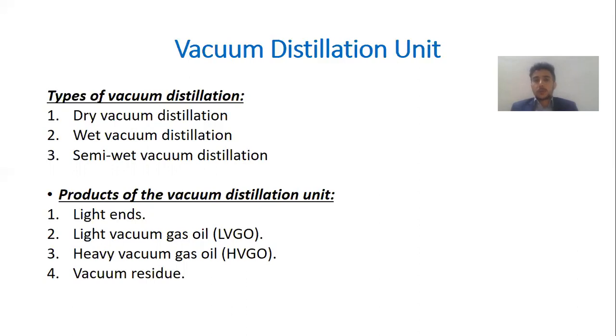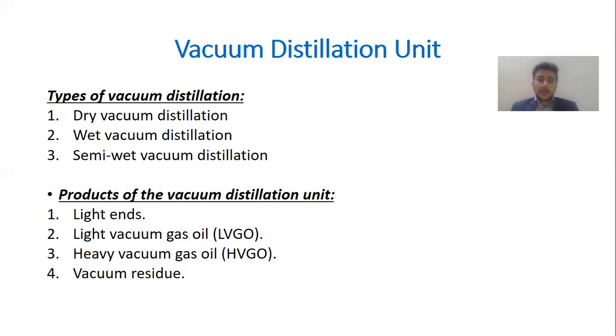which is heavy. So in the vacuum distillation, actually the temperature may be the same or around the temperature in the atmospheric distillation column. But the difference is in the pressure: in vacuum distillation, the pressure inside the column is reduced. So the components will be easier to extract from the heavy fractions.